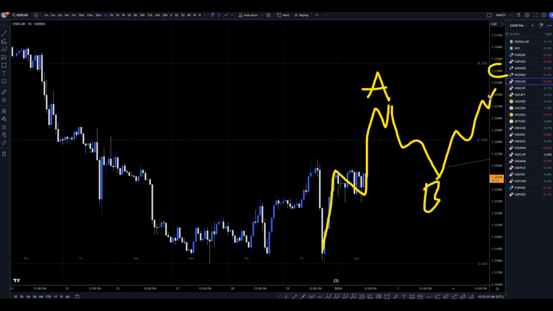But if you do get the end of an ABC with a break of structure for that wave C, that would be a very, very nice shorting opportunity for the continuation of the downtrend, probably the end of a wave 4, and the continuation of the downtrend for a wave 5.